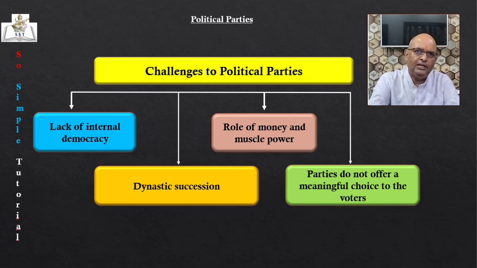Challenge number 2. Challenge of dynastic succession. Dynastic succession means a succession of rulers from the same family or line, or a family or group that maintains power for several generations. In India, barring a few exceptions, this challenge is faced by almost all the political parties today. Most of the political parties, both at the national and state level, are being led by a family. The top positions are always controlled by the members of one family.